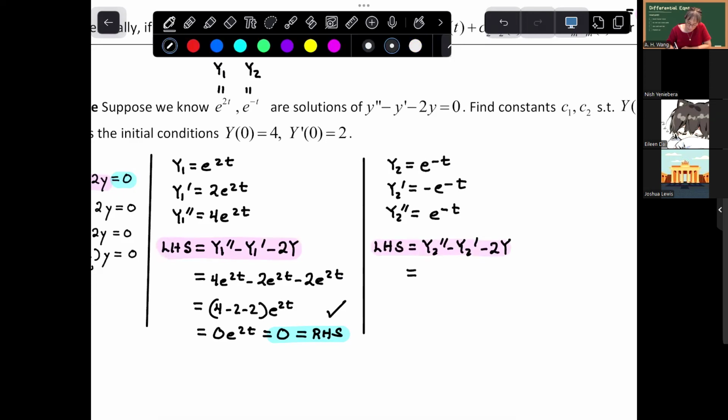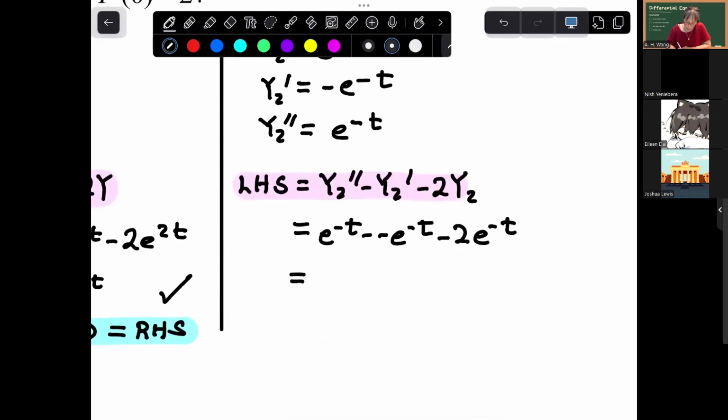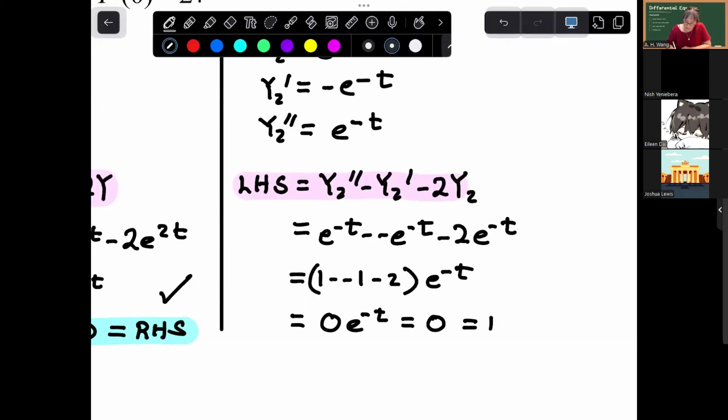And then you're going to go e to the negative t minus e to the negative t minus 2 e to the negative t. And you guys can see, can everybody see that this is going to be 1 minus a negative 1 minus 2? Factor out the e to the negative t. Do y'all see this is 0 e to the negative t? And this is going to be 0, right?